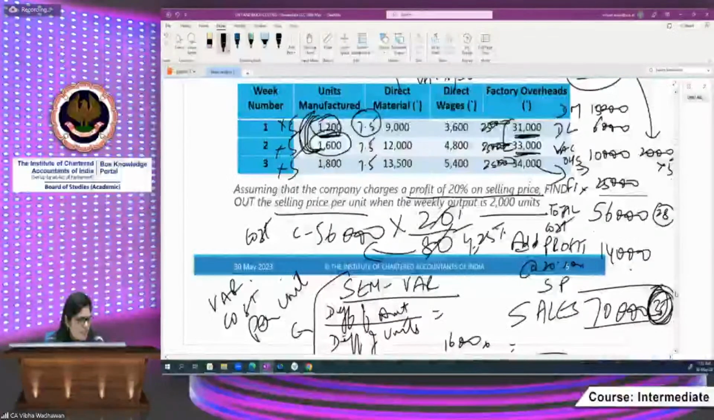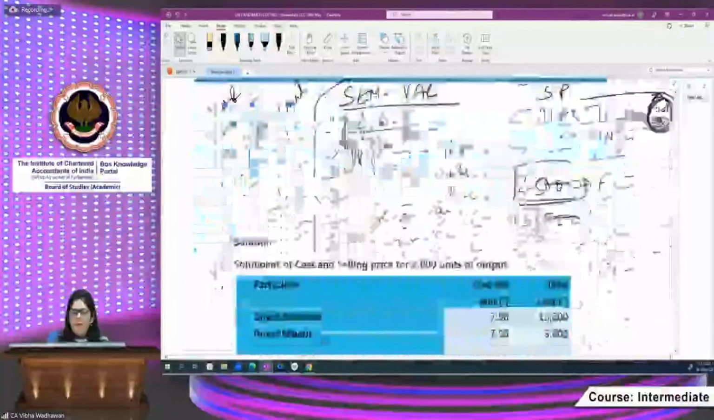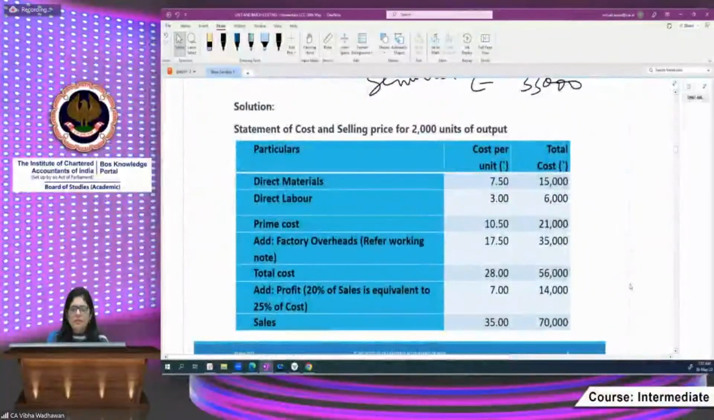Separately fixed in cost statement. Yes, of course, we have to split the semi-variable into variable and fixed. We have to show it. Clear? Fixed cost we have to show. Okay, so I'm just having a look at the fair answer.